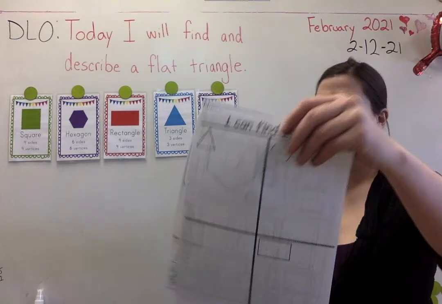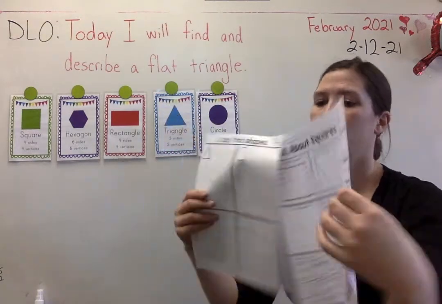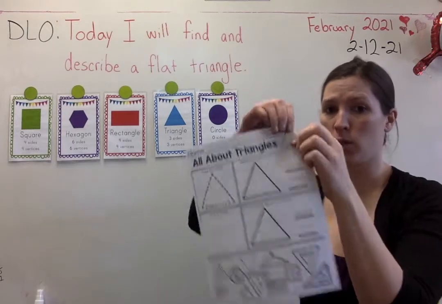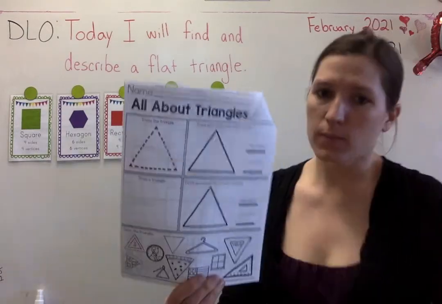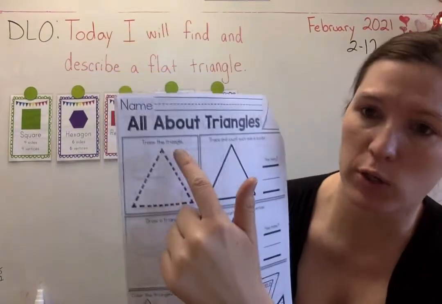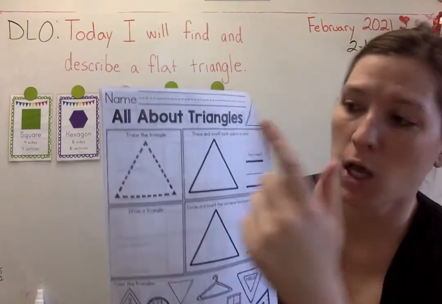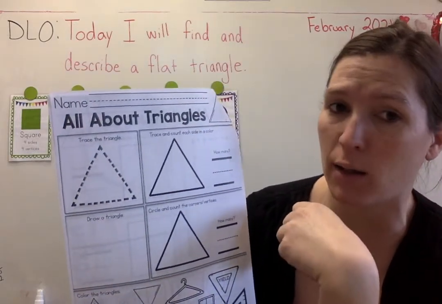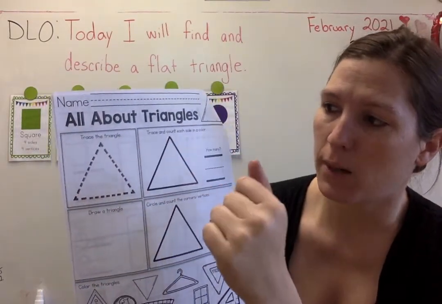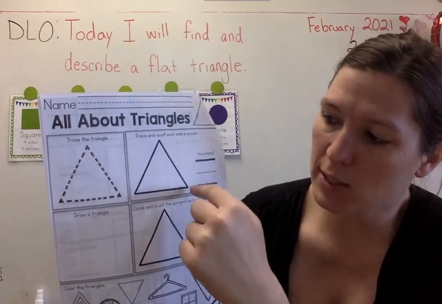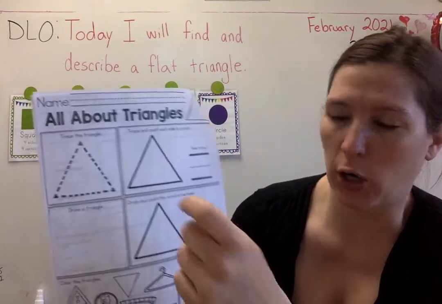Okay. So we did square. On the back of square is triangles. So looking at our worksheet, you're going to trace it. On this side it says trace and count each side in a color. So pick one color. You could do one color. If you did 3, you could see the 3 colors. But then you'll trace the sides in a crayon or a marker or colored pencils.